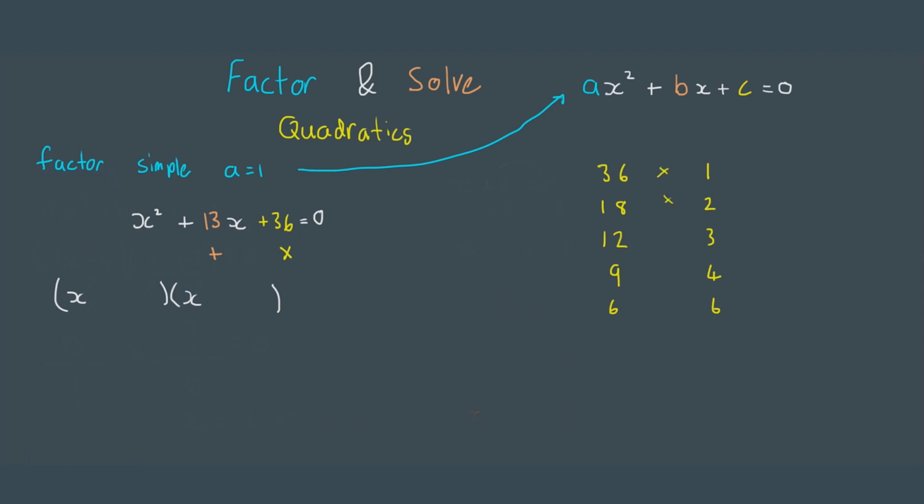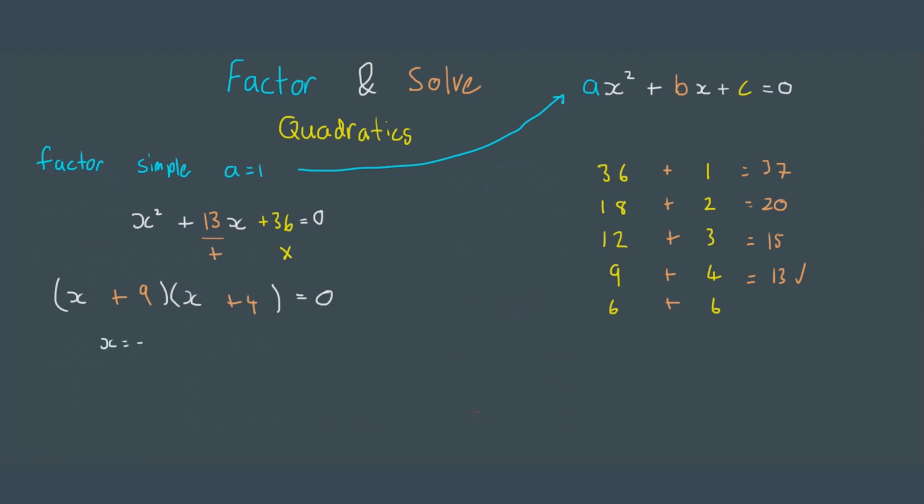So we know all these numbers here. All these numbers are going to times to give us 36. We just need to check now which one adds to give us 13. So we'll just add along until we find the matching numbers. 36 plus 1, 37, 20, 15, 13. So 13 is the correct number. So we don't need to keep going. We know that we're going to put x plus 9 and x plus 4 in our brackets. So that's our two brackets.